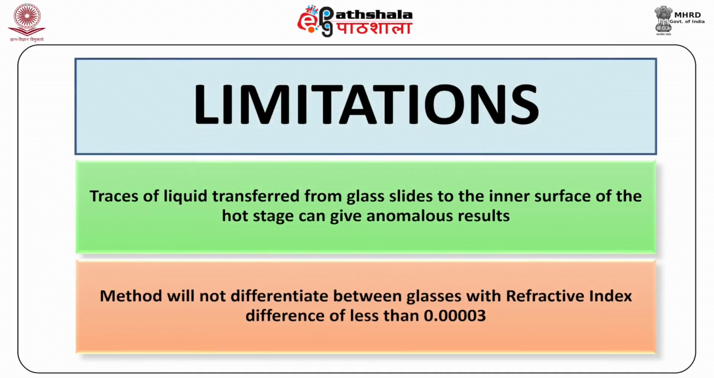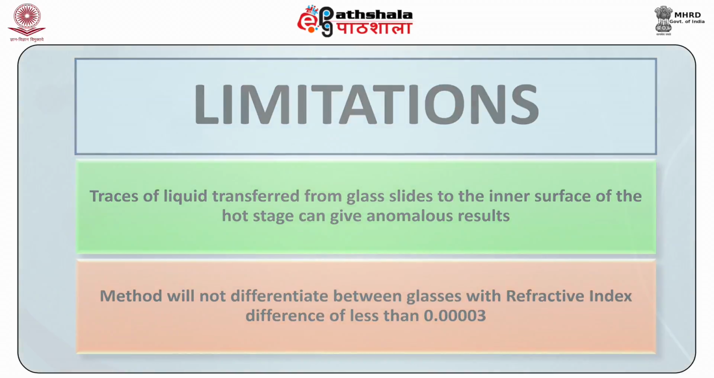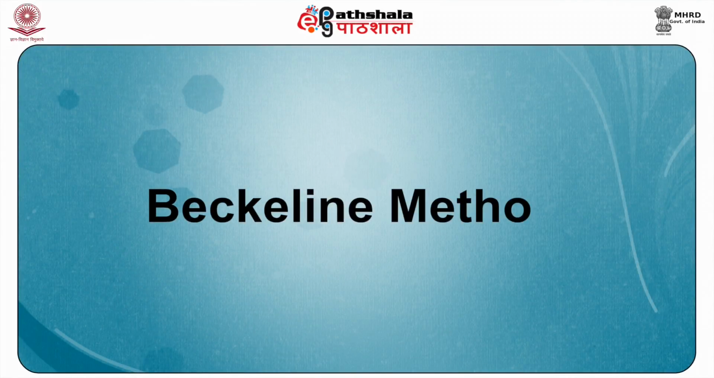But apart from this, there are 2 limitations also as follows. The hot stage, the glass slides and the microscope must be very clean. Traces of liquid transferred from glass slides to the inner surface of the hot stage can give anomalous results. Now, this method will again not differentiate between glasses with a refractive index difference of less than 0.0003. Then comes the Backline method.